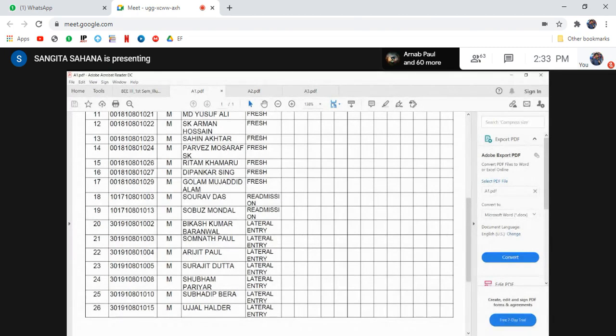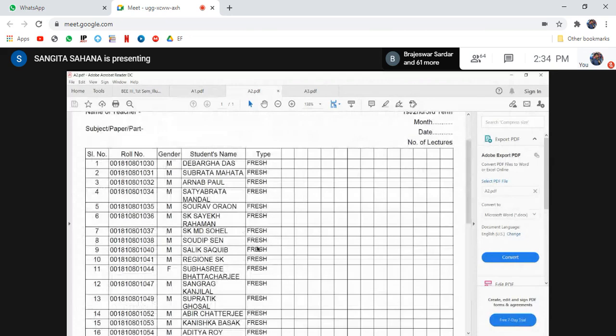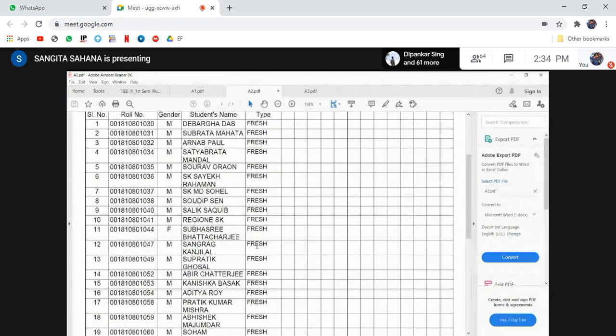10, Shubhadeep, yes, ma'am. 15, Ujjwal, yes, ma'am. 30, Debargho, present, ma'am. 31, Subroto Mahato, present, ma'am. 32, Arnav, yes, ma'am. 34, present, ma'am. 35, Saurabh Orao. 36, Shaikh Rahman. 37, Sohel, yes, ma'am. 38, Sodeep, yes, ma'am. 40, Shalik, present, ma'am. 41, Jion Sheikh.